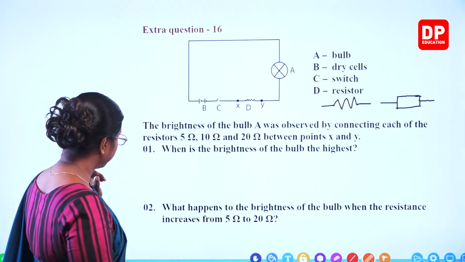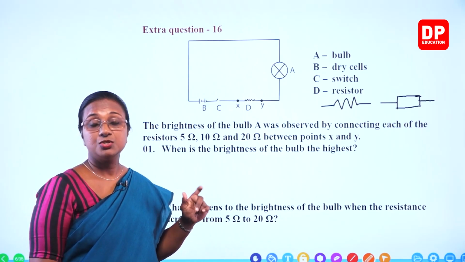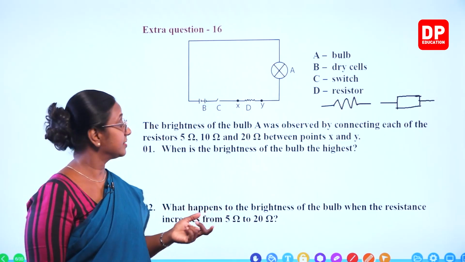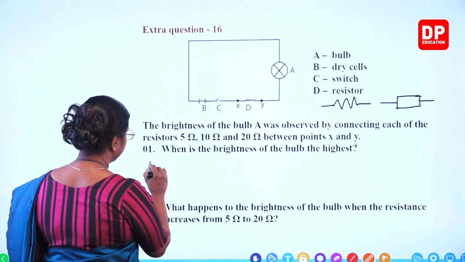Now to answer the questions. When is the brightness of the bulb the highest? So when is the brightness of the bulb highest? When 5 ohm resistor is used. So that is what we need to write.